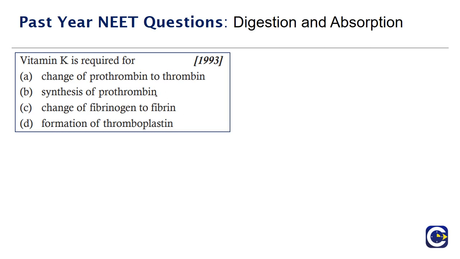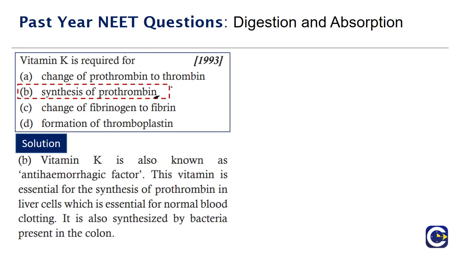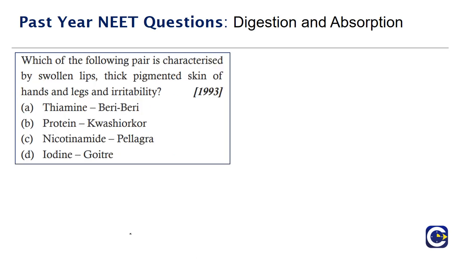So this is a fact. It helps in synthesis of prothrombin. That is why it is called the anti-hemorrhagic factor. This vitamin is essential for synthesis of prothrombin in the liver cells. Since prothrombin is also a protein, it is produced in the liver, which is essential for normal blood clotting. It is also synthesized by bacteria present in the colon in abundant quantities.